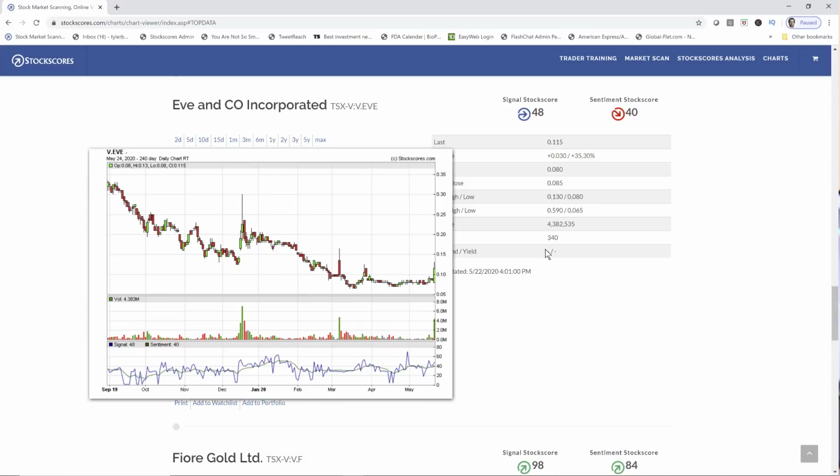I don't love it for the fact that it's very low price and not very liquid. It only traded 340 times, but it has a pretty good pattern. It broke from a rising bottom, volumes coming in. Yeah, it can probably get up into the 20-cent range. It's at 12 cents now, 11.5 cents now. So that's a pretty decent gain.